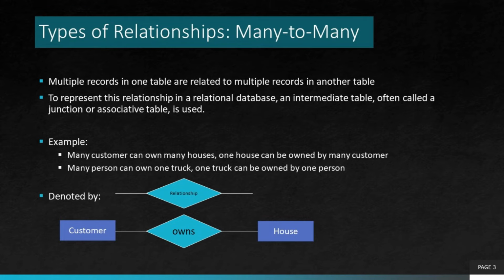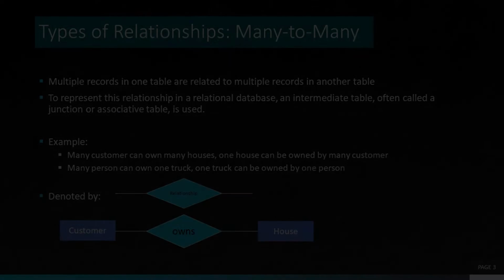In the many-to-many relationship, an entity can be related to another entity many times and vice versa. For example, a customer can own many houses and many houses can be owned by many customers. Now, what do I mean by this? You can have joint ownership when it comes to houses. So it is denoted by a diamond, but this time there is no arrow on the relationship line.